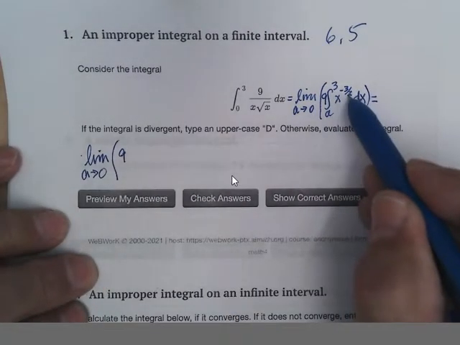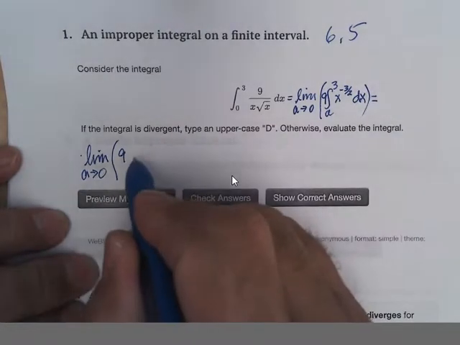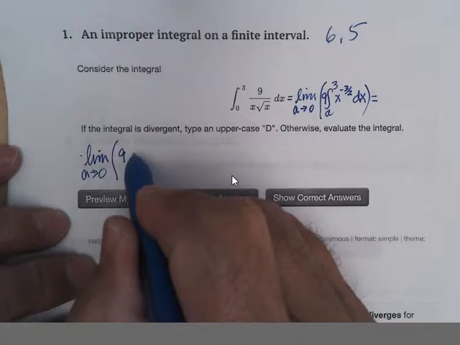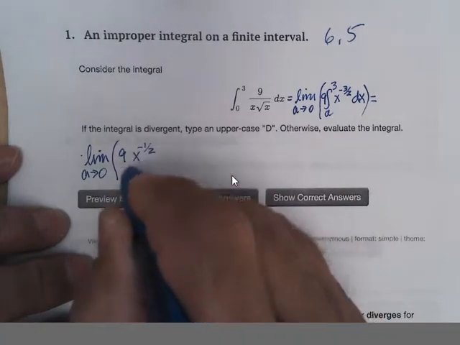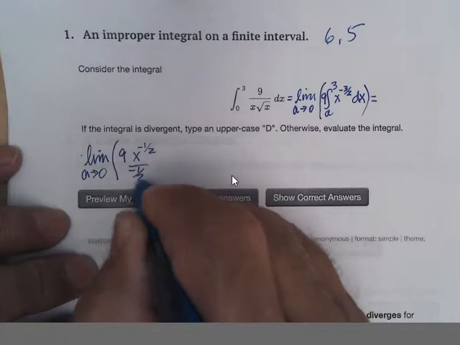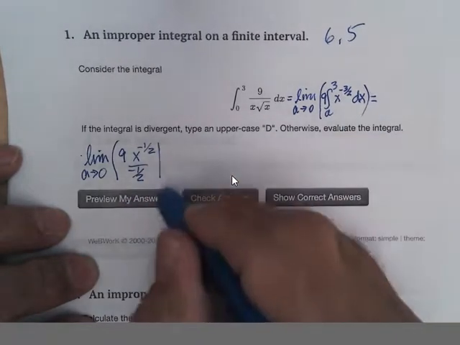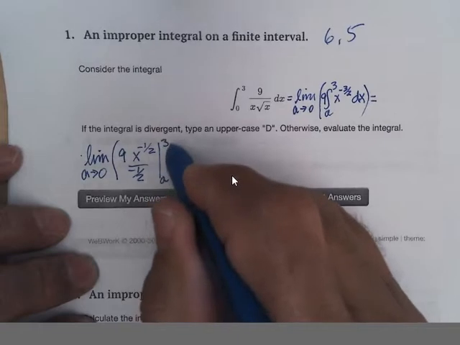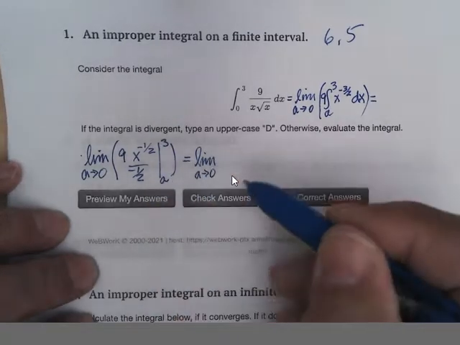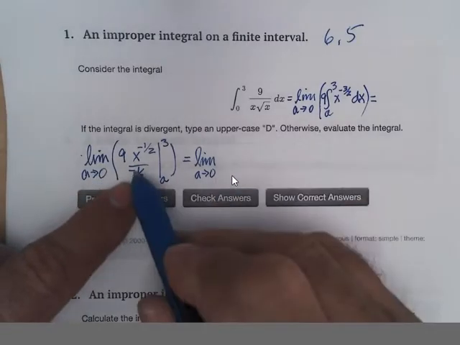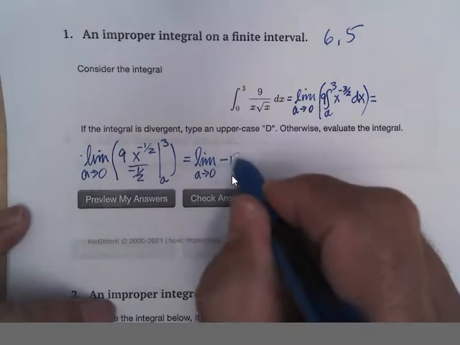So I'm going to add 1 to negative 3/2, which will be negative 1/2, and I'll have to divide by negative 1/2, so I'll have x to the negative 1/2 divided by negative 1/2. That's the antiderivative of this, evaluated from a to 3. So that's limit as a approaches 0. And negative 1/2 will come up and be a negative 2, so I'll get negative 18.